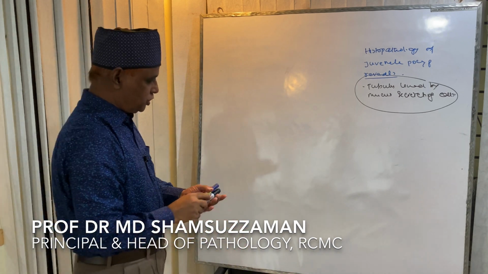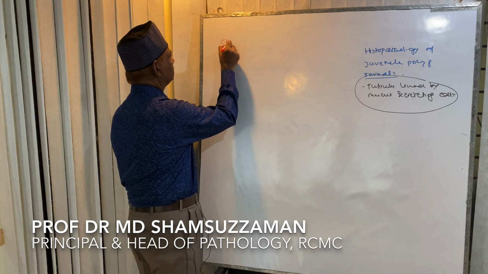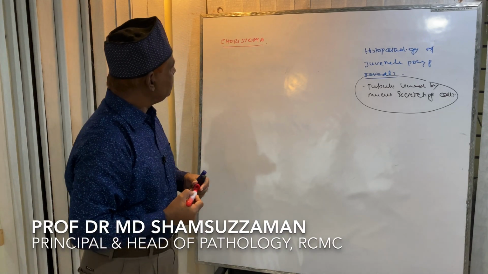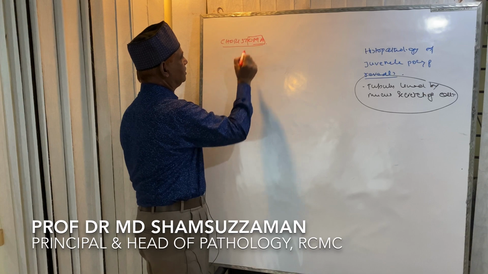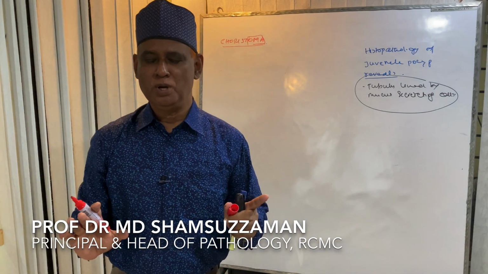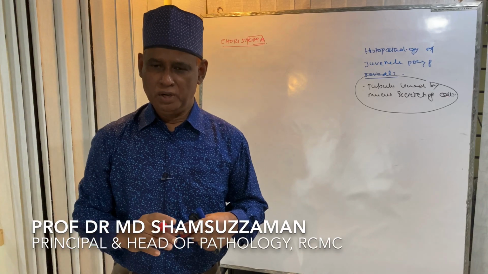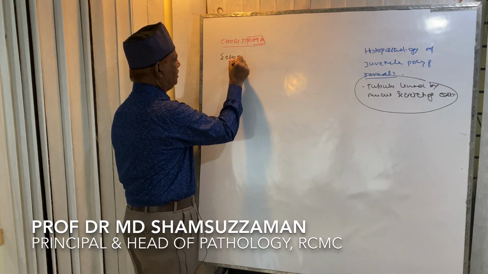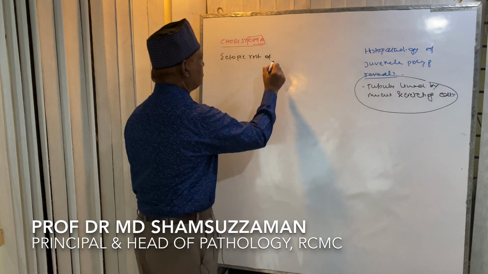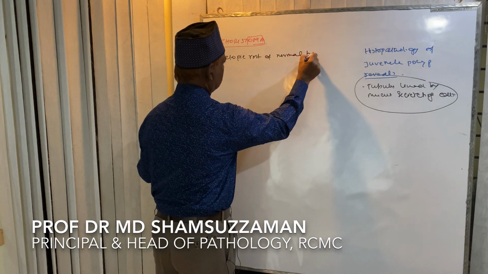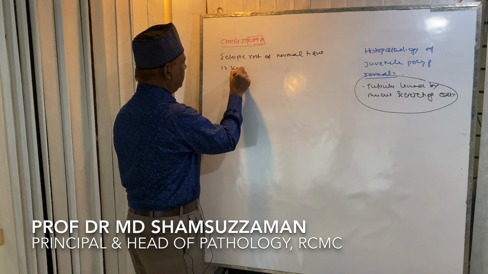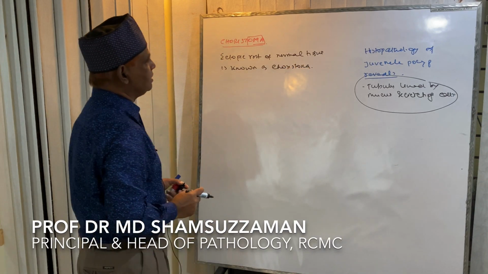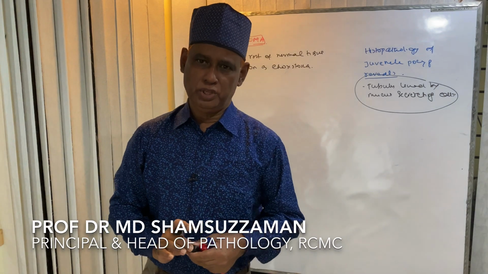Now come to Choristoma. Dear audience, there is suffix oma. Although there is suffix oma, it is not tumor, it is not neoplasm, rather it is tumor-like condition. What is Choristoma? Ectopic rest of normal tissue is known as Choristoma.